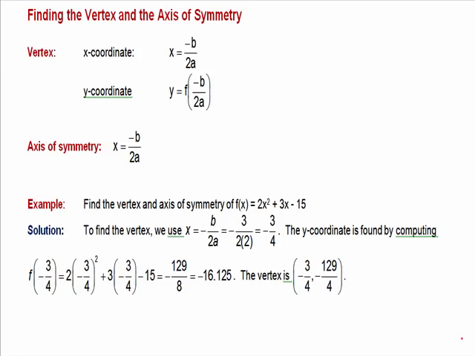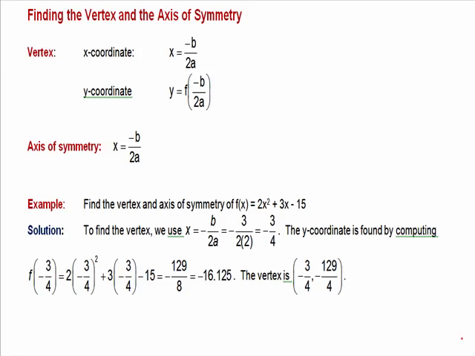So we use x equals negative b divided by 2a. And so our b in this example is 3. So negative b would be negative 3. I just happen to put the negative in the front of the fraction this time. But it gives me negative 3 divided by 2a. a is 2, so that's 2 times 2. So I end up getting negative 3/4. So the x-coordinate of the vertex is negative 3/4. We also now know that the axis of symmetry is x equals negative 3/4.